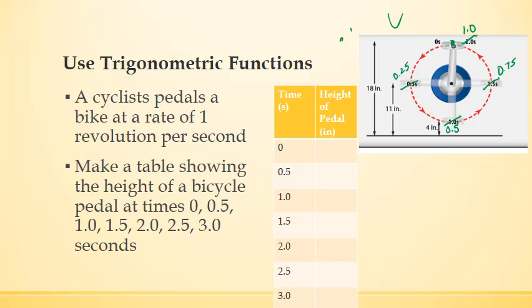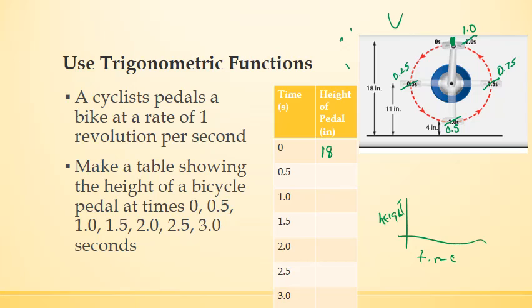So it says, make a table showing the height of the bicycle pedal at times of 0, 0.5, 1 second, 1.5 seconds, 2 seconds, 2.5 seconds, 3 seconds. So let's take this diagram and figure that out. Well, we start here at 0. That's our starting point. It's at 18 inches. And if we had this on a graph, which we will in a moment, the x-axis is time, and the y-axis is the height of the pedal. And we'll see that in a moment.